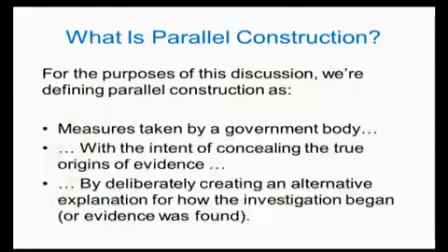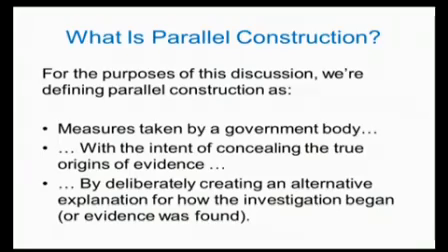So what is parallel construction? It's actually a phenomenon that in a way can be a little bit difficult to draw parameters around. But for the purposes of the report that we did, which I'm going to talk about in a moment, I defined it as measures that are taken by a government agency of some kind, usually law enforcement, with the intent of concealing the true origins of evidence by deliberately creating some other story for how the government found the information or the evidence in the first place.